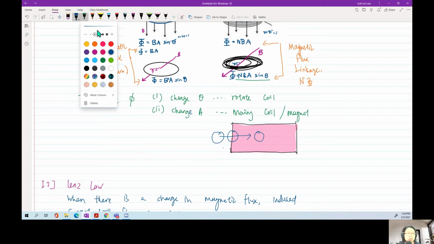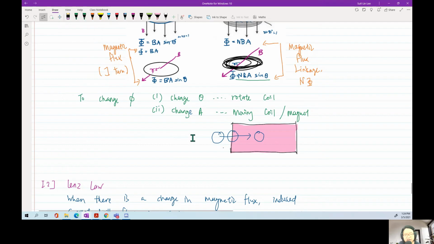We could also change... Why won't you let me change my pen color? Okay, never mind.